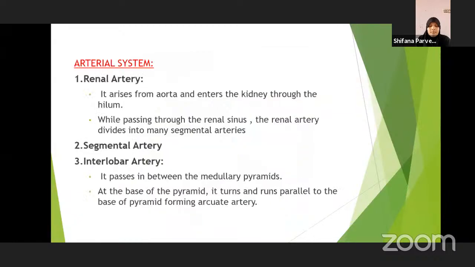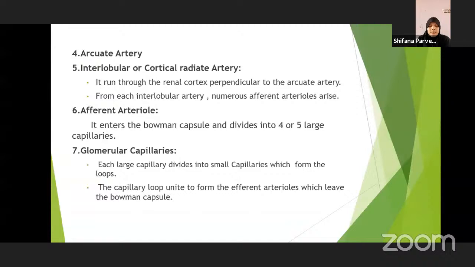Let's see the details of the arterial system. The renal artery arises from the aorta and enters the kidney through the hilum. While passing through the renal sinus, it divides into many segmental arteries. The segmental arteries further divide into interlobar arteries, which pass in between the medullary pyramids. At the base of the pyramid, it turns and runs parallel to the base of the pyramid, forming the arcuate artery. The arcuate artery is further divided into interlobular or cortical radiate arteries, which run through the renal cortex perpendicular to the arcuate artery.